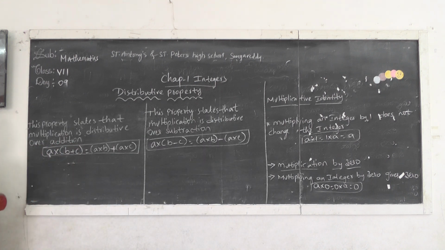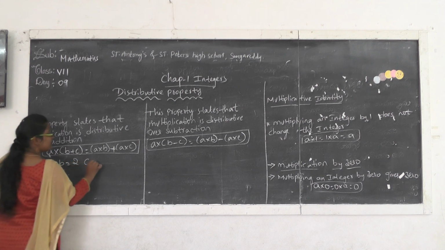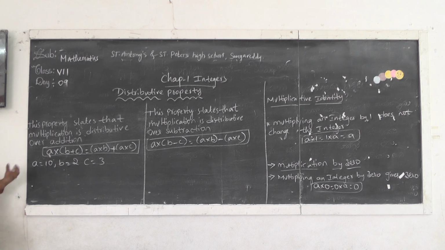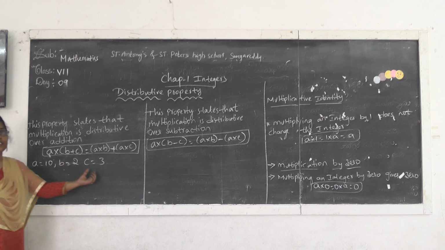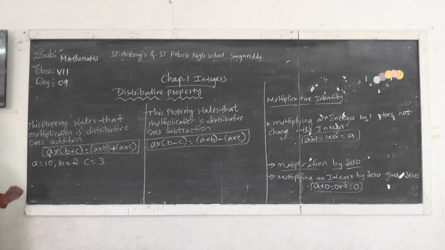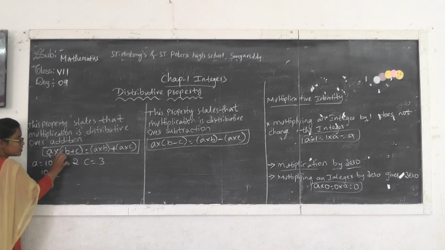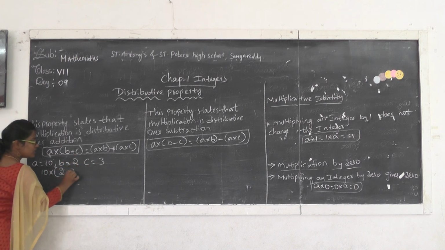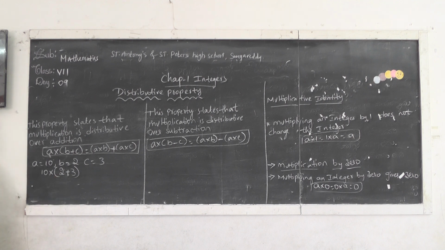Let me take an example. A equal to 10, B equal to 2, C equal to 3. So substitute 10 in the place of A, 2 in the place of B, and 3 in the place of C. Now, what do we assume in the place of A? 10. So write 10 into, open the bracket, B means 2, so write 2 plus C, C means 3, so write 3. Are you able to understand?